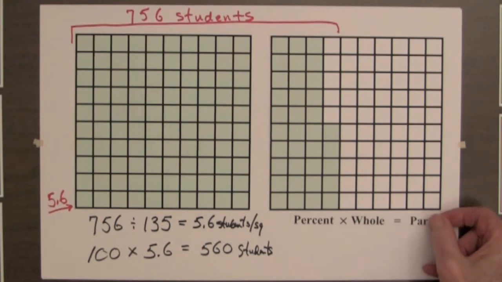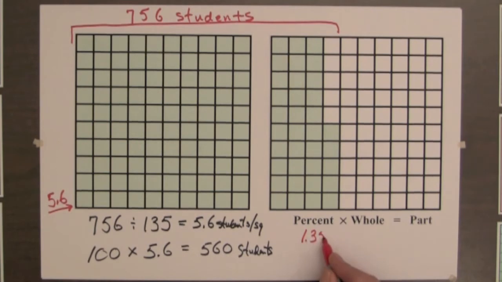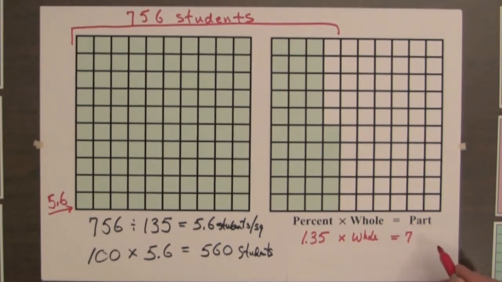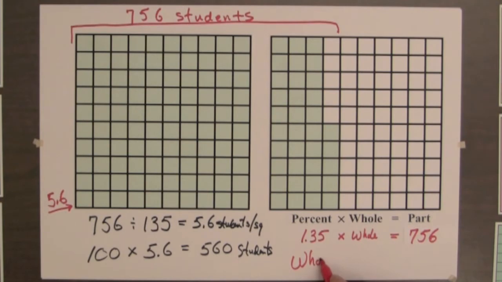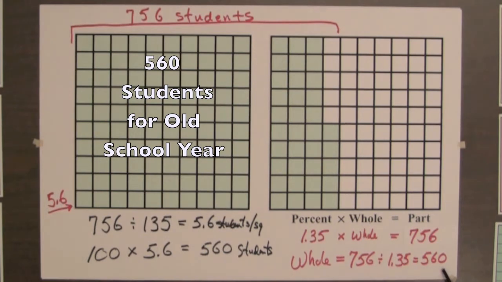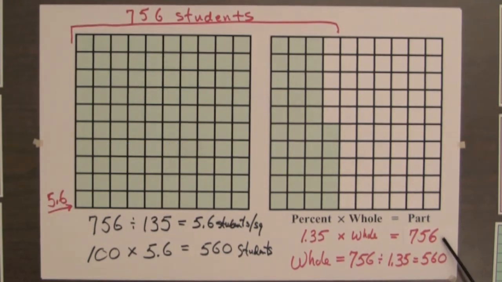The 135% used in this example can be written as a mixed decimal 1 35/100. And using the percent formula, we can check the results of this problem. 1 35/100 times the whole, which is the unknown, equals 756 students. And the whole equals 560 students. So the whole, the population for the old school year, is 560 students. And notice that the part is greater than the whole because the percent is greater than 100%.